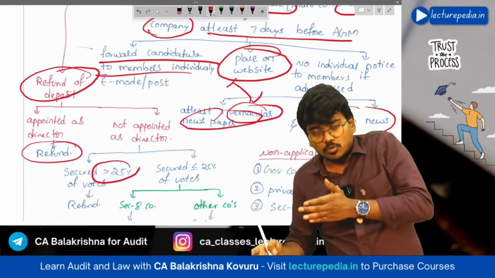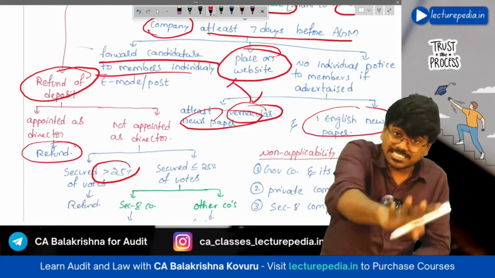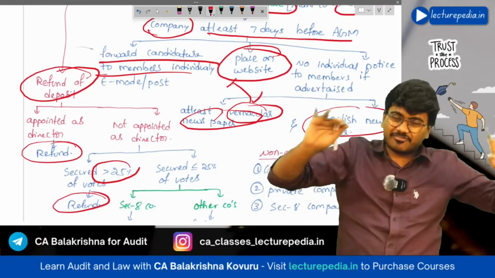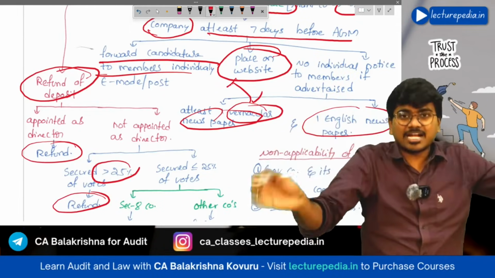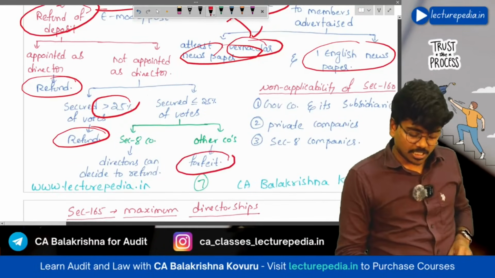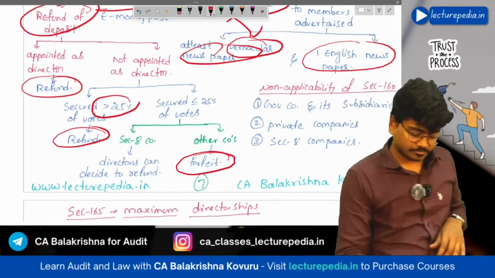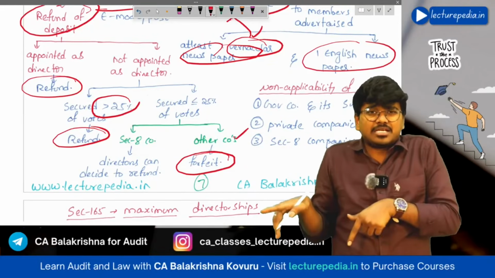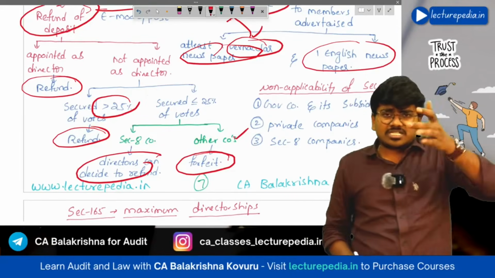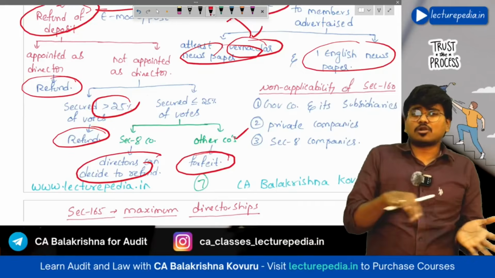But your voting is less than 50% but more than 25%. In such a situation also your 1 lakh rupee will be refunded. If your voting is less than 25%, in such a situation your entire 1 lakh rupee will be forfeited by the company. Okay, if in case that company is a section 8 company, in such a situation the directors of section 8 company, they can decide whether to refund the amount or not to refund the amount.